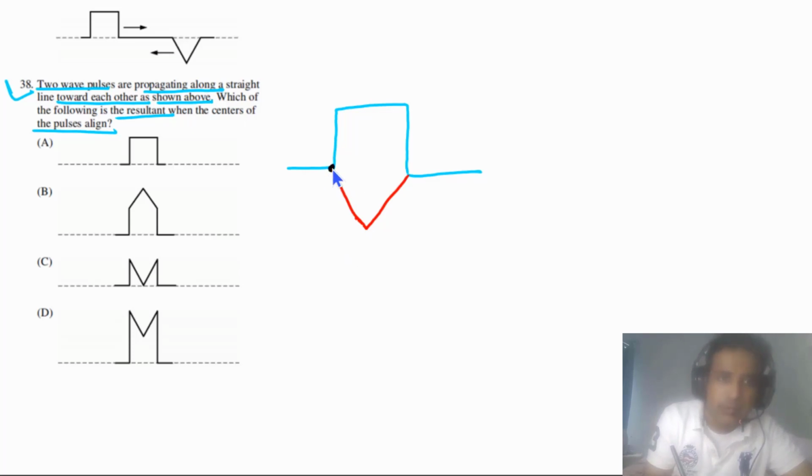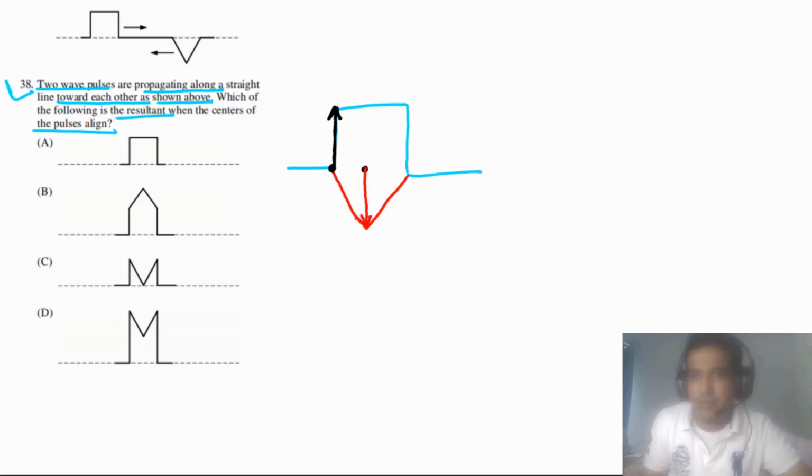If you look at this point, the red one has zero displacement, and the blue one has this much displacement, so this is positive displacement. Now if you look at the center point, we can use two different colors. This one has negative displacement, and the top one has positive displacement, but they have the same magnitude and are in opposite directions. So the resultant displacement has to be 0. So this point has to be at 0.